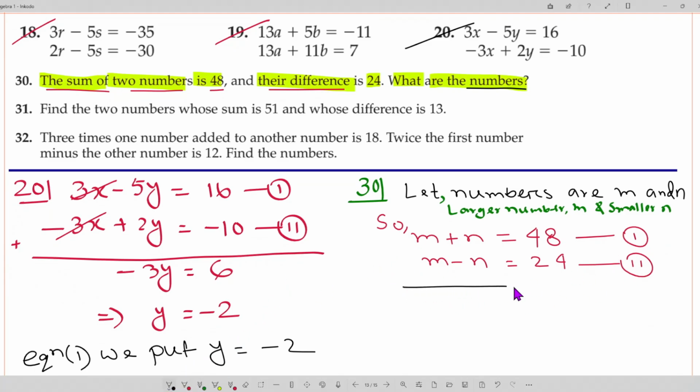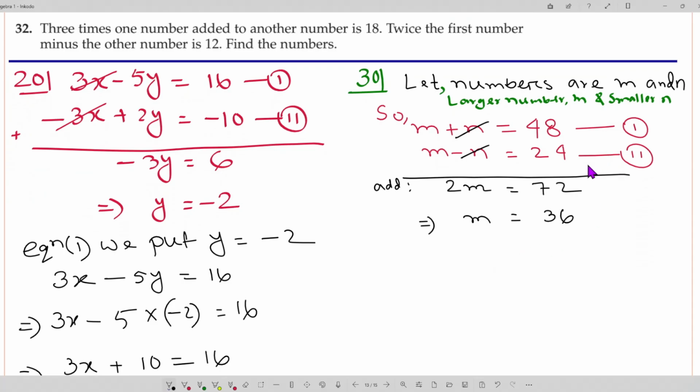It's a very simple thing. We can make addition. So plus n and minus n cancel out. m plus m is 2m, and 48 plus 24 is 72. Now we can divide both sides by 2. So m equals 36. This 36 we will put in any equation.